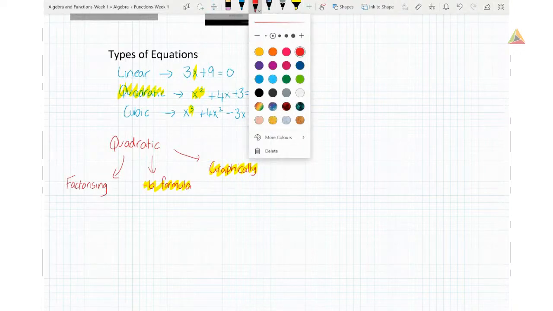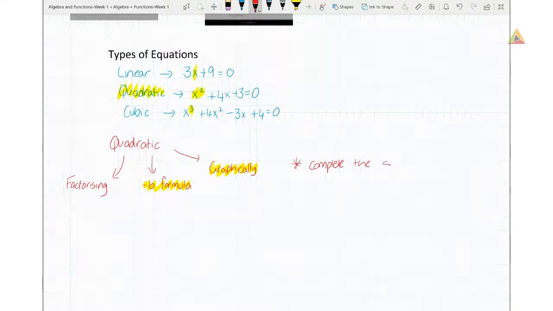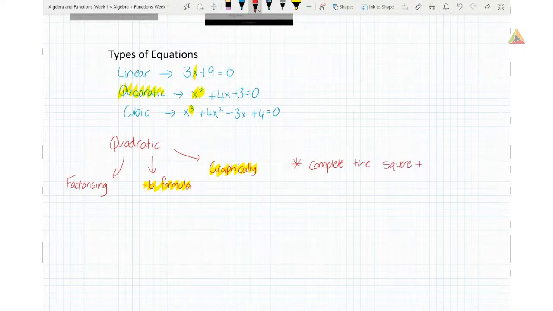Another way of solving quadratics, of course, is using the complete the square method. So any of our full members, there's a link to the complete the square video. You'll see that on week 1 of our exam countdown as well.